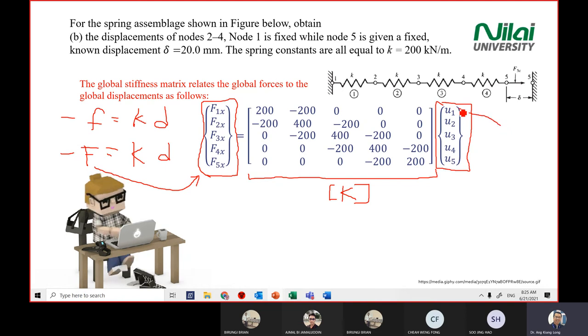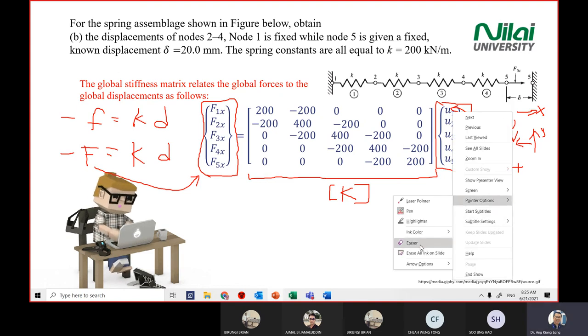Why do we use U and not W or V? It is because our direction is in the X direction. We use small u because we are moving in the X direction. If the question is in the vertical Y direction, then you use V. If the question is in the Z direction, then you use W, okay?